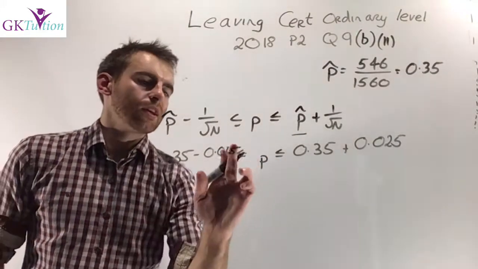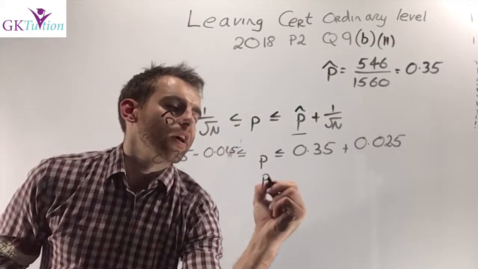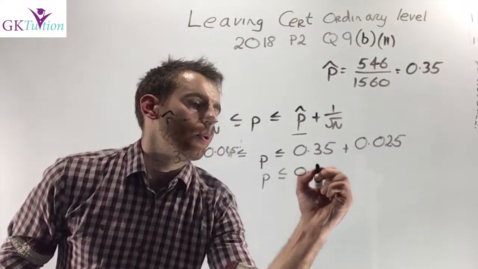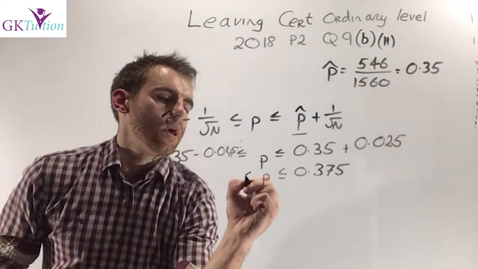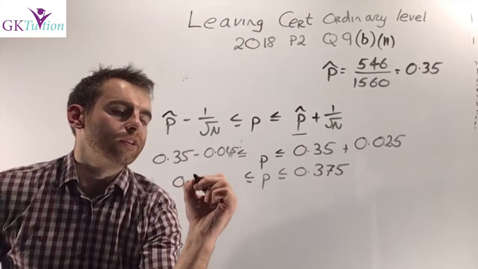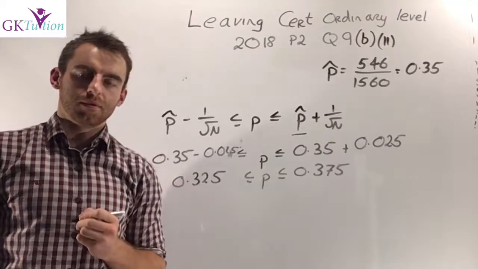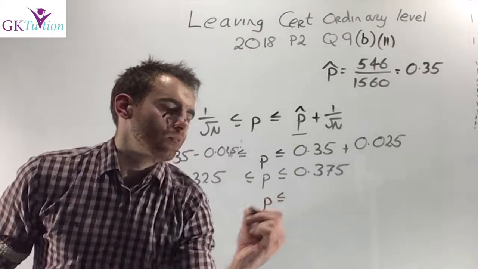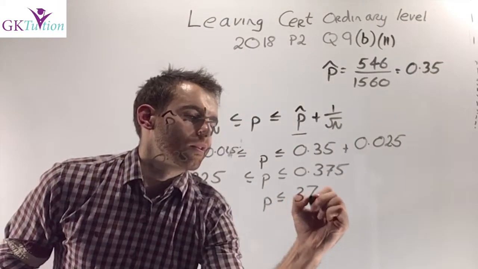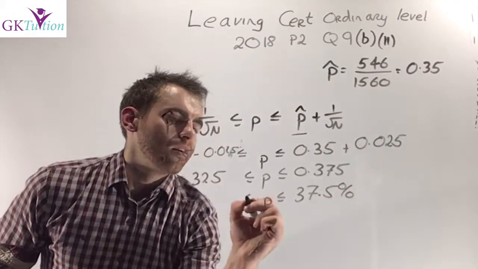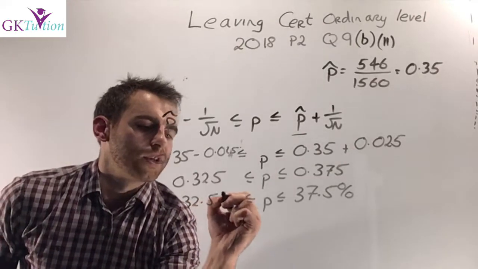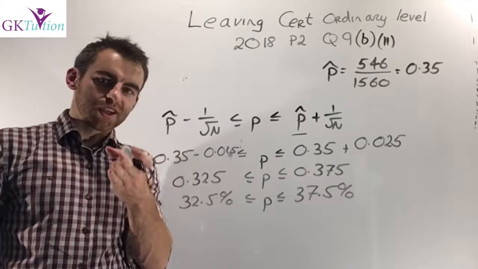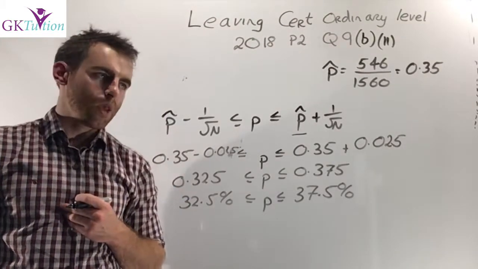So in this case, all I need to do now is add up my figures. If I add up my figures, I get 0.35 plus 0.025 gives me 0.375. On the lower end, I get 0.325. But the question obviously asked me to get this as a percentage. So to write it as a percentage, once again, I multiply by 100. That works out as 37.5%. And on the lower end, I get 32.5%. Now, the maths there is actually relatively straightforward, but understanding the maths is a lot more complicated.